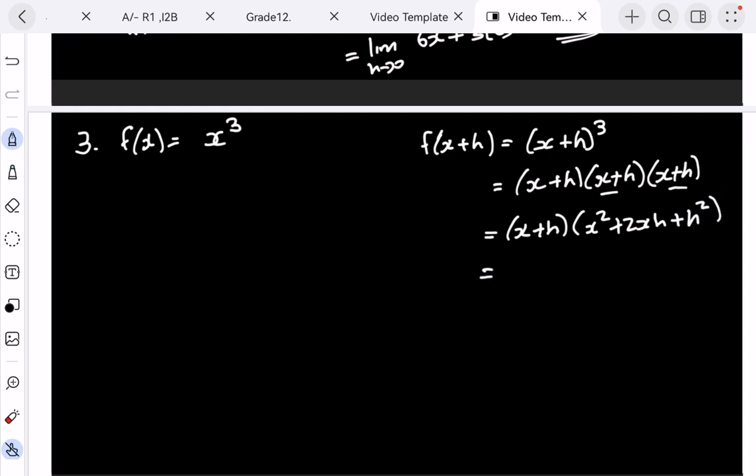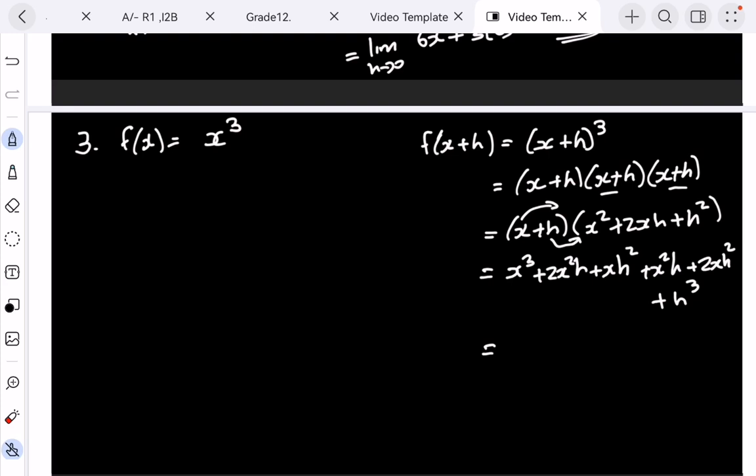Next step, you take x, you multiply everything on that side. So x and x squared, I get x cubed. X and 2xh, I get 2x squared h. X and h squared, I get xh squared. I'm done with x. Now I'm taking h. H and x squared, I get x squared h. And h and 2xh, I'm getting 2xh squared. Then h and h squared, I'm getting h cubed. Sorry for that space.